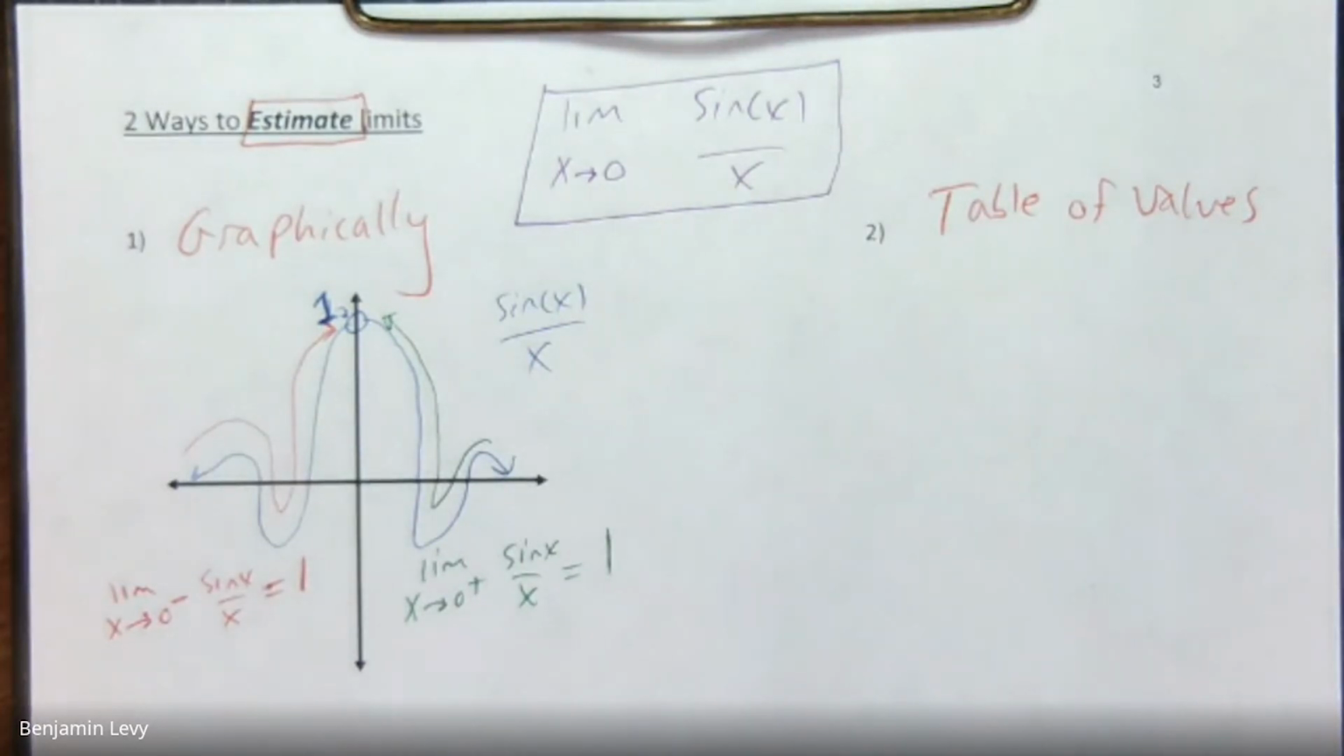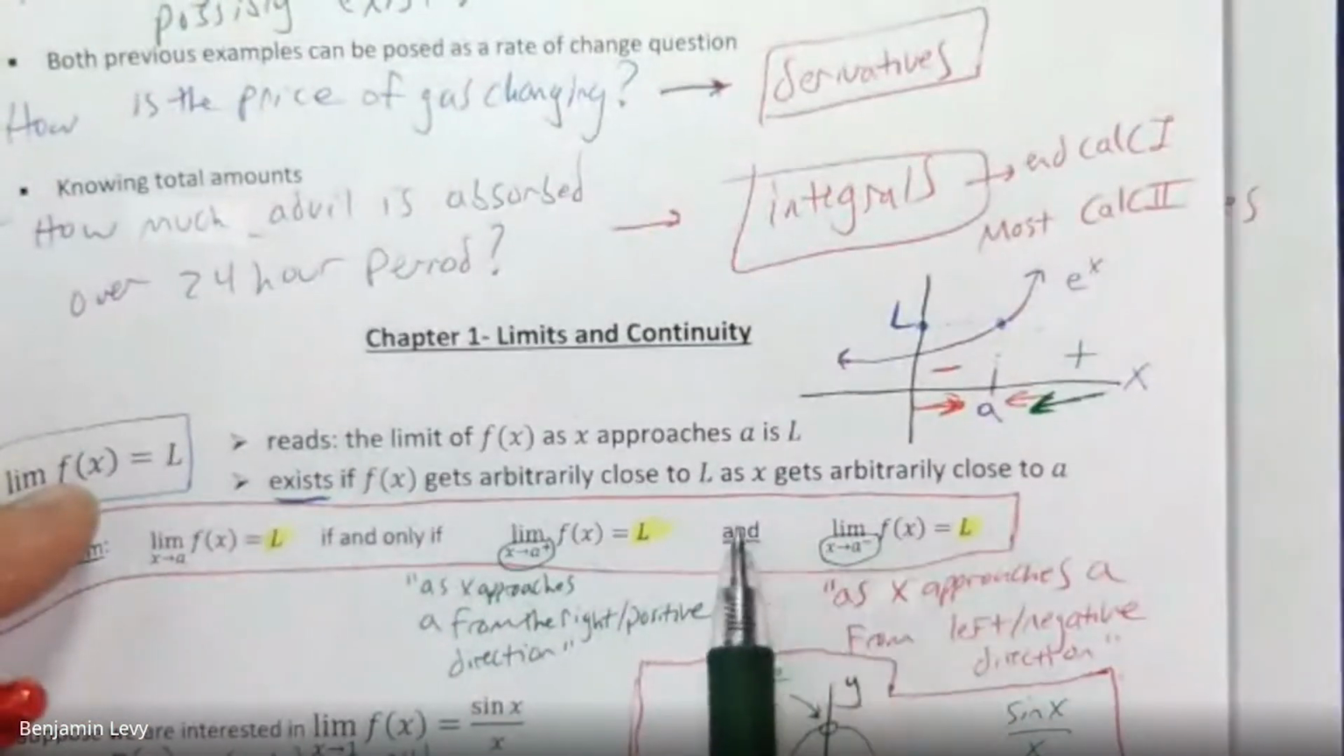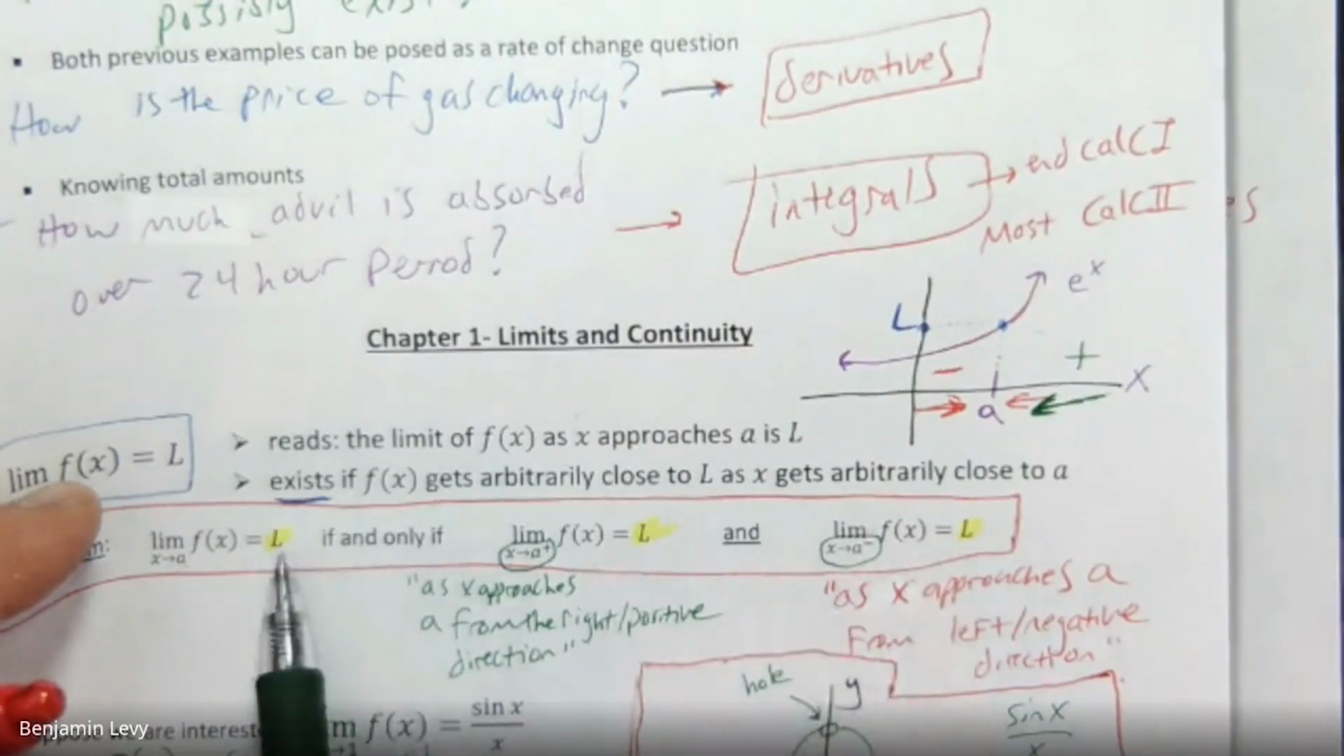Okay, so since the left-hand limit and the right-hand limit are both the same thing, the definition on the last page is telling us that the limit exists, right? We have both these left-hand and right-hand limits equal to the same thing. And so that means the limit exists and it equals L.